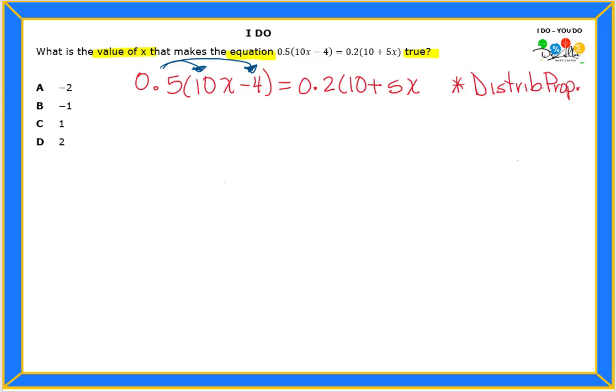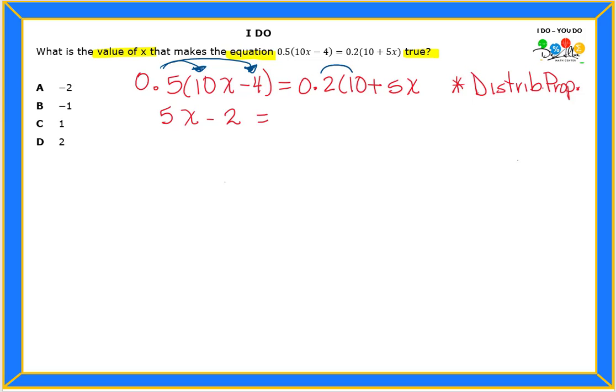Okay, so we're going to multiply 0.5 times 10. You can use your calculator for this. And 0.5 times 10 will give me a positive 5, so we'll have 5x. Now we're going to multiply 0.5 times negative 4. You can use a calculator and we get minus 2.